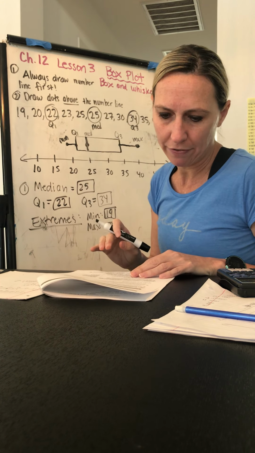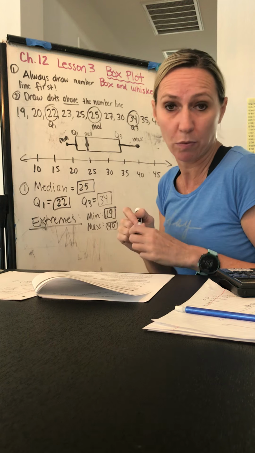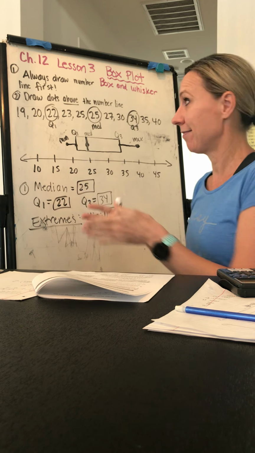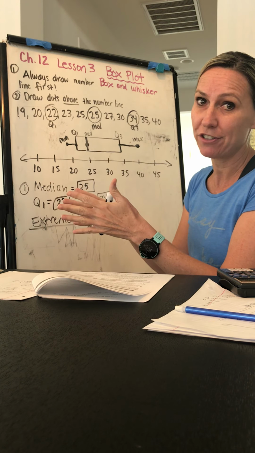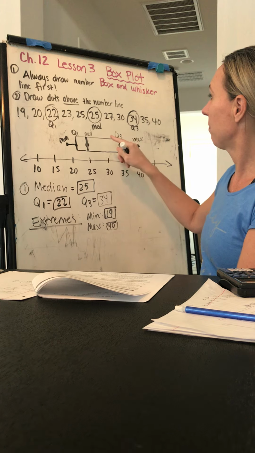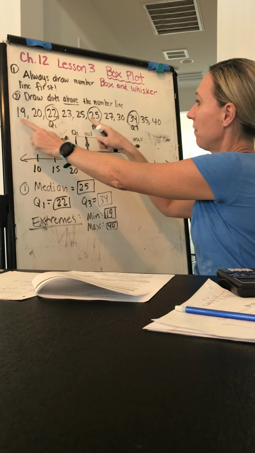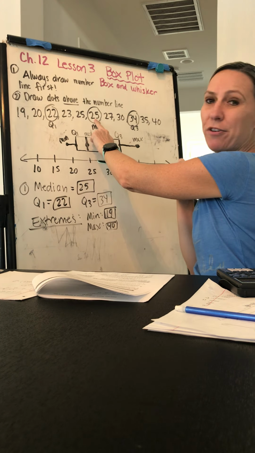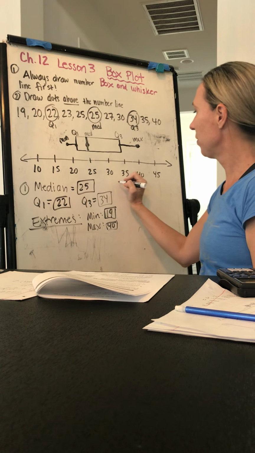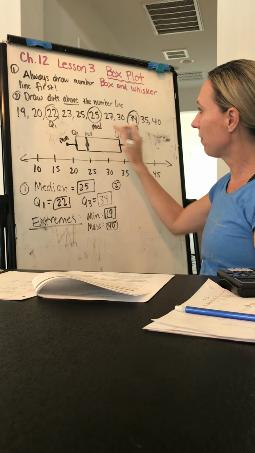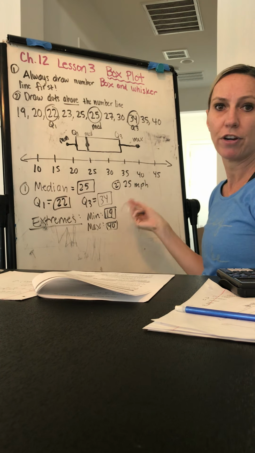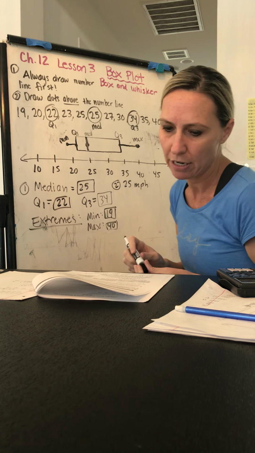It says, half of the drivers were driving faster than what speed? So half of the drivers are on one side, the other half are on the other side of the median. So half the drivers are over here, half the drivers are over here. So what they're really asking you for is, what is the median? So for number 2, half the drivers are driving more than 25 miles per hour, and then the other half are driving less than 25 miles per hour.